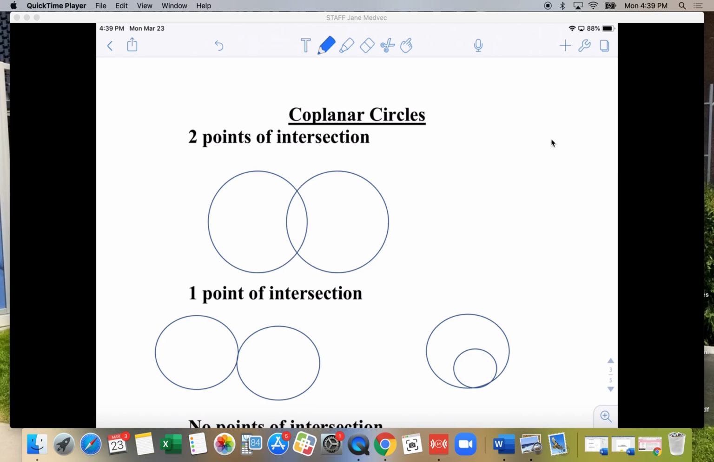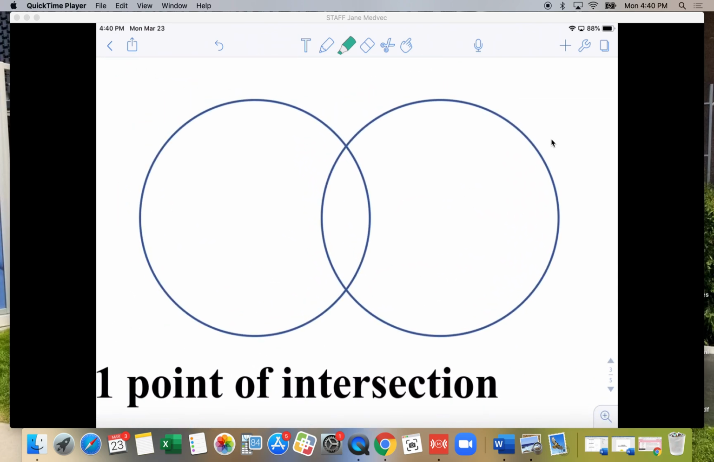So if I look at the first grouping, it's 2 points of intersection. And when that occurs, you've got 2 circles where one goes in the other, kind of. And the 2 points of intersection are here and there.